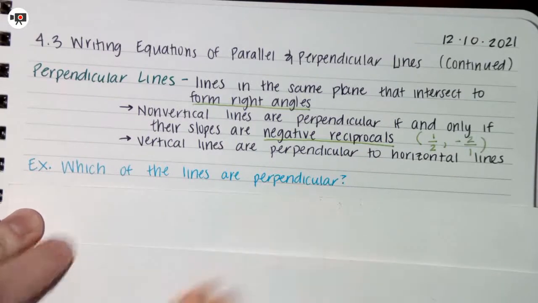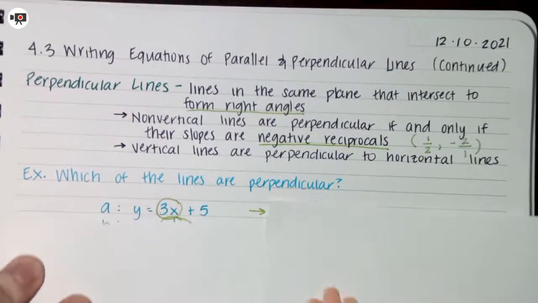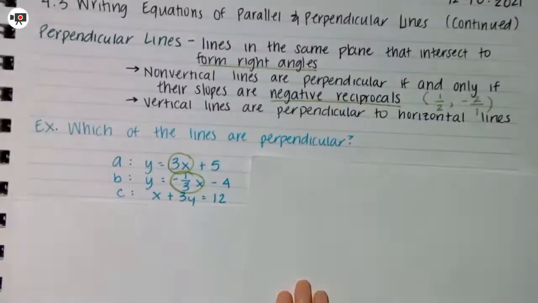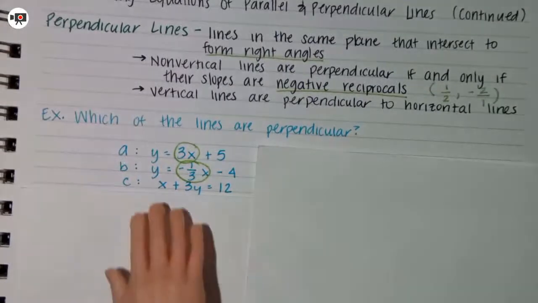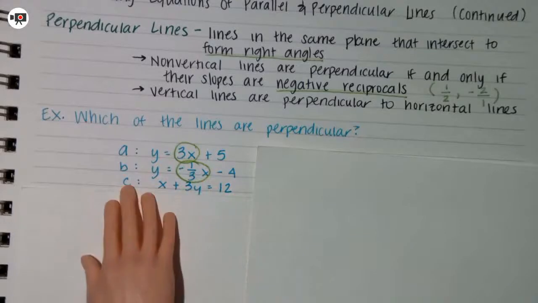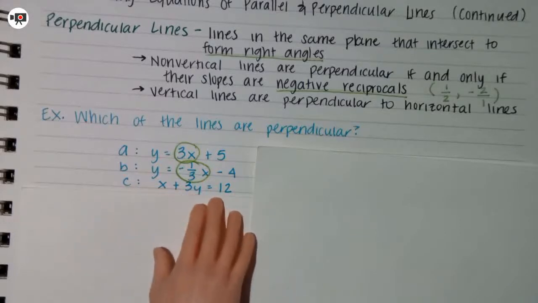So which of these lines are perpendicular? I have line A is y equals 3x plus 5. Line B is y equals -1/3 x minus 4. And line C is x plus 3y equals 12.